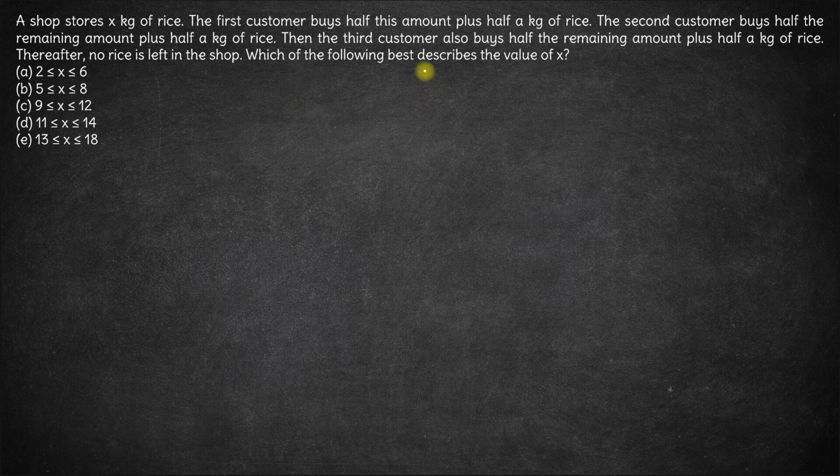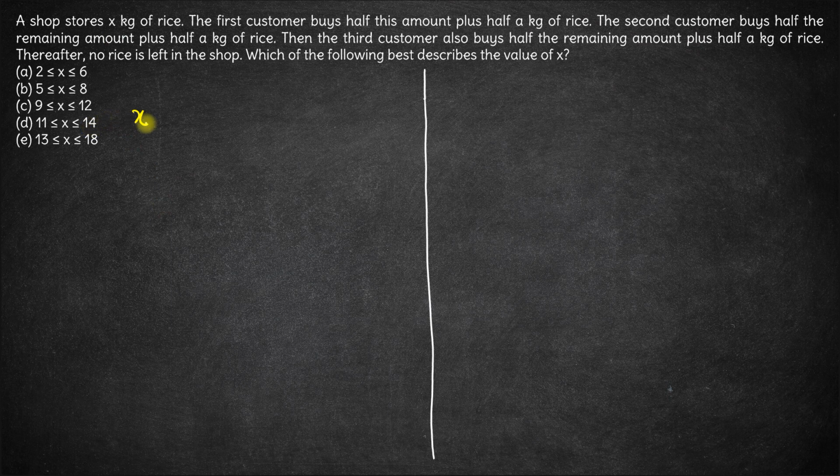Now there are two ways of solving this question. First is by simply assuming that there was X kg of rice initially. Now we are given that there was no rice left in the shop.